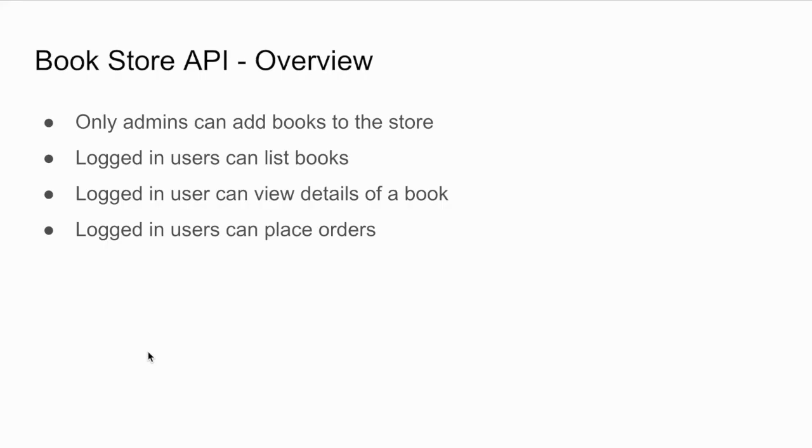Okay, so here's what we are going to implement today. We are going to design an API for an online bookstore, and in this particular bookstore we have admins and users or customers really. Now only the admins can add books to the store. The logged in users can view all the books, and also a user can view the details of a certain book that he is interested in. If he's really interested, he can go ahead and place the order. Now this is the overview of today's implementation.